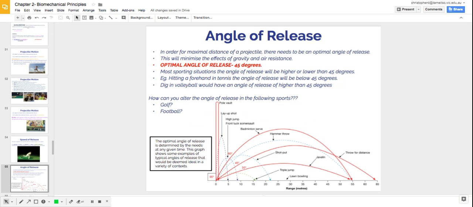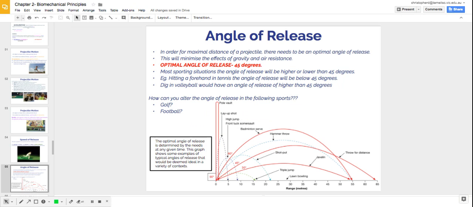When we look at angle of release, we need to make sure when we're releasing a projectile that we understand there's an optimal angle of release. This optimal angle will reduce the impacts of gravity and air resistance, and it's usually about 45 degrees. However, most sports will probably have an angle of release of either higher or lower.